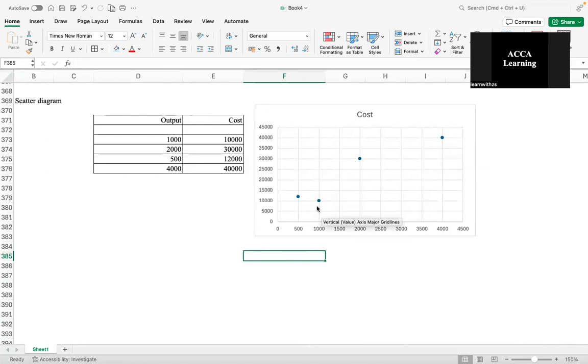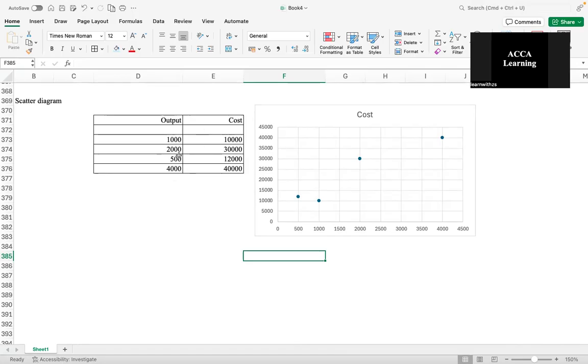If your output is 10, then your cost is 10. If your output is 500, the cost is 12. So this is a scatter diagram, which is very random. It is widely used to show a relationship between two variables in a very quantitative manner.